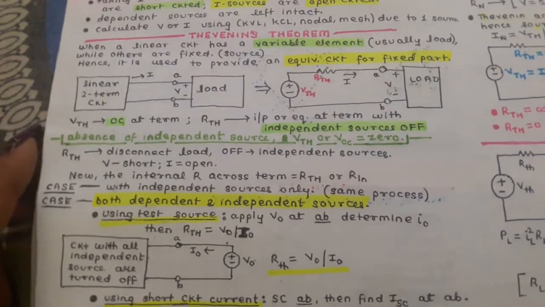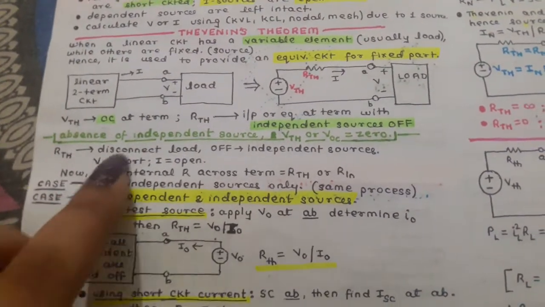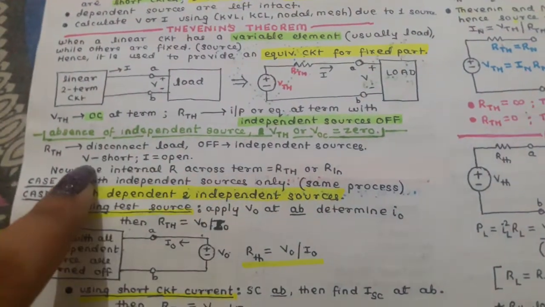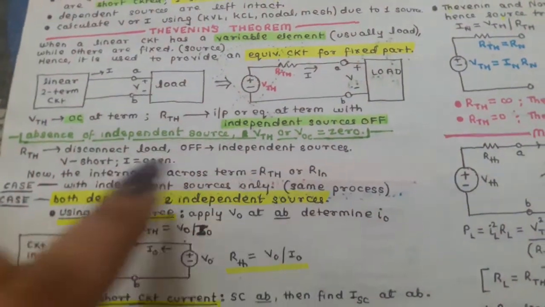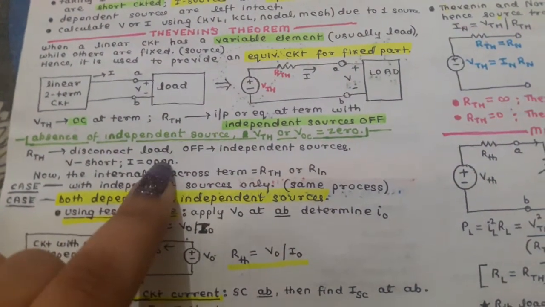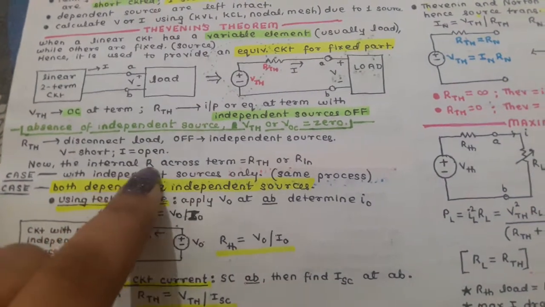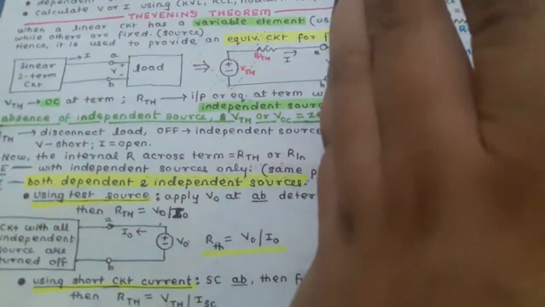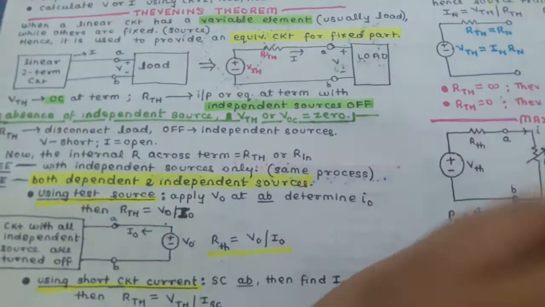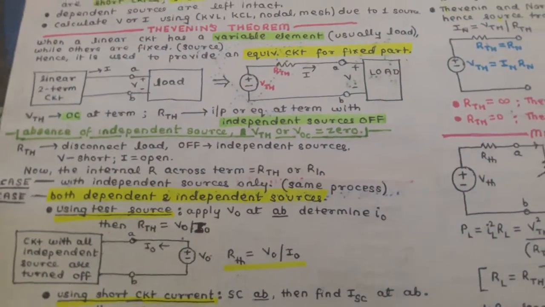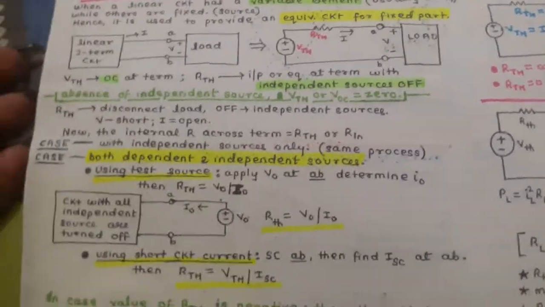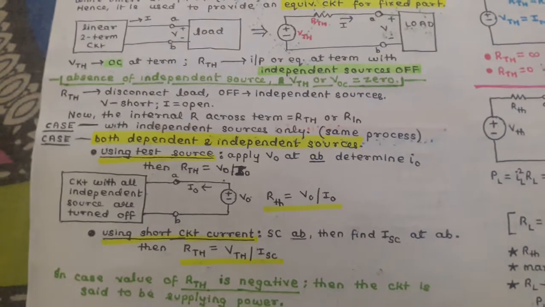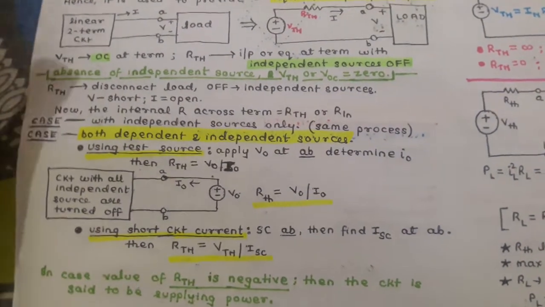Then we have RTH. For RTH we need to disconnect the load and turn off all the independent sources. Turning off independent sources means we are short circuiting the voltage sources and open circuiting the current sources. Now the internal resistance across the terminals is equal to RTH. First we are shutting down all the supplies we have, and then we are calculating the internal resistance of the circuit. Solving questions will make it easier to understand, but for the time being we are strictly concerned with the concepts.